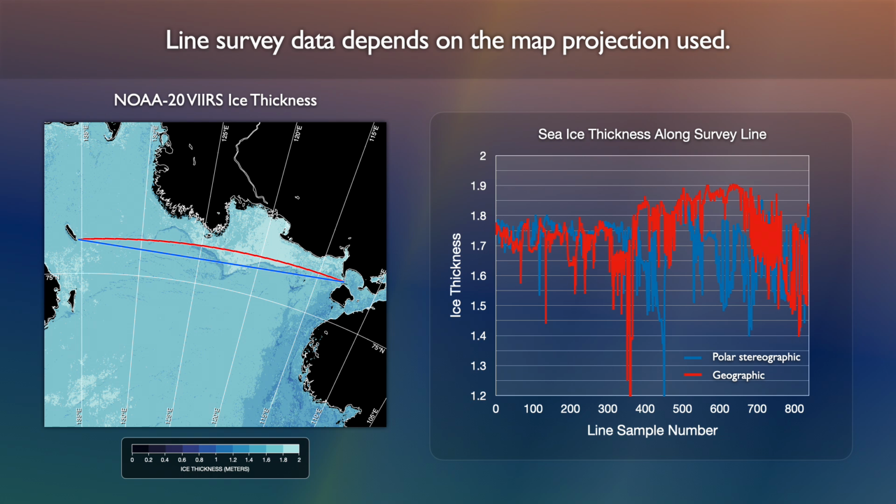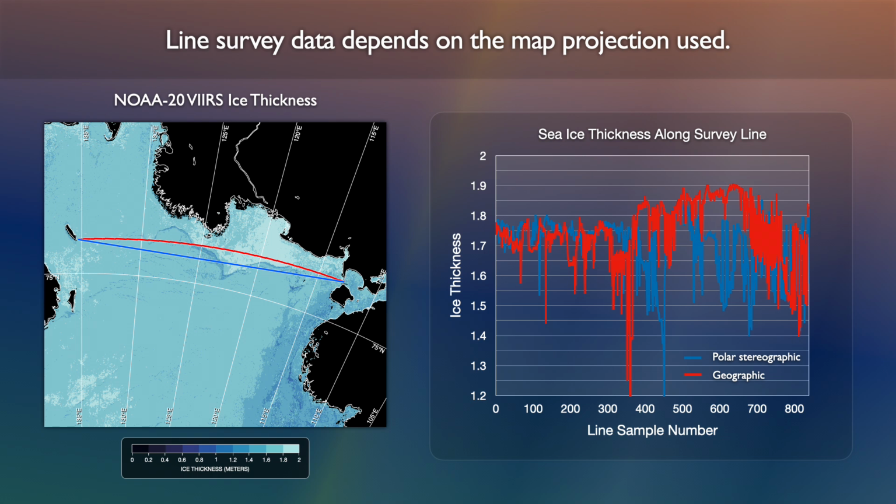And you can see when it's overlaid on top of the polar stereographic map that the line from the geographic map becomes a curve. So in general, straight lines on map projections are not straight lines on the Earth, except for unique map projections like the gnomonic projection, for example. On the right are the very different line surveys produced by these two lines. And notice that the geographic line survey indicates much thicker ice along the route, which would be the wrong route to take if we were using that to guide the ship.